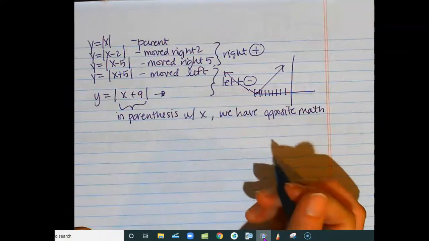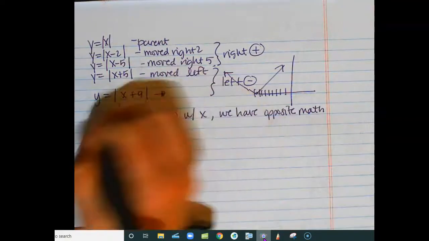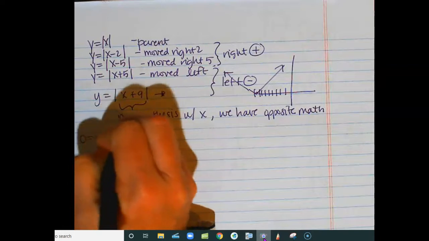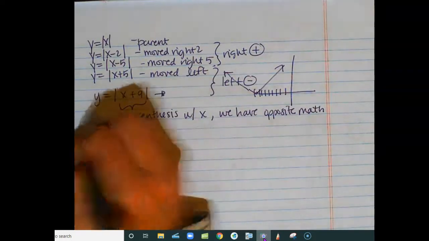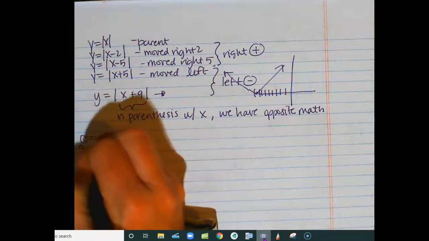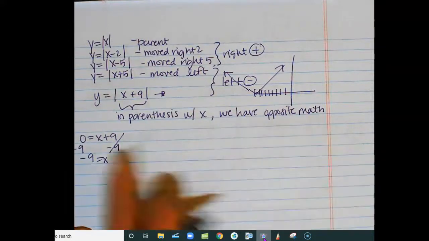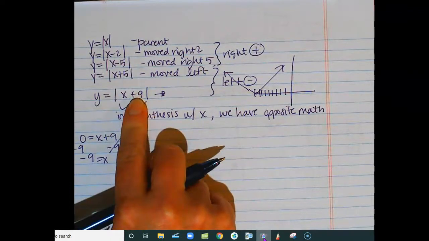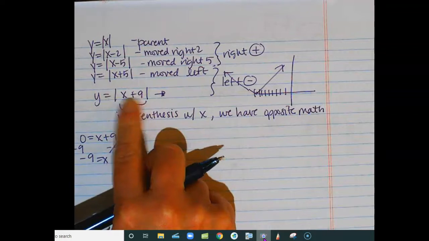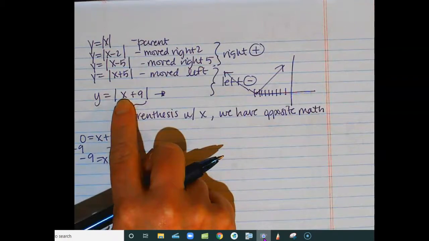And the reason for that is because if you were to solve something, say you had this, 0 equals x plus 9. If you solve that and said, what's the x value? The x value that would make that 0 is negative 9. Because if we move negative 9 over here, we have x by itself and we have negative 9. So in solving this tiny equation, it helps to explain what happens with x plus 9 being here. We're looking for the value that makes this 0, and that value is x equals negative 9.